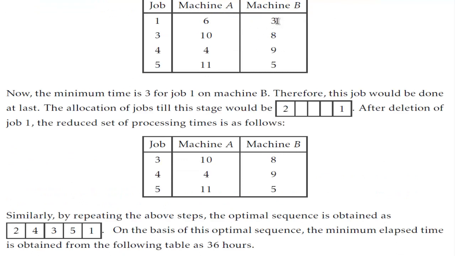So 3 was the lesser, so assign job 1 to the last, and then just simply remove this. So we have to remove this for further processing because this is done. Now job 1 is done, job 2 is done. Now among these, this is the left out table.